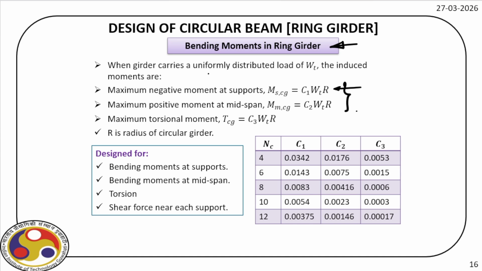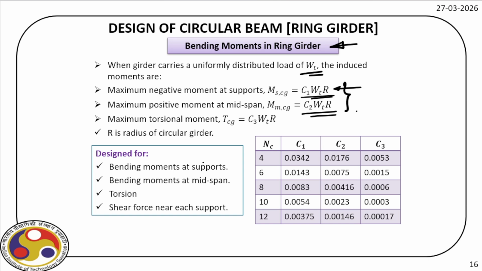Now, these girders carry uniformly distributed load Wt, which is inducing moment. So the maximum negative moment at the support is C1 times Wt times R, and maximum positive moment at the midspan is C2 times Wt times R. Right. Recall, when we designed the roof slab, we had similar type of expressions that we used earlier.